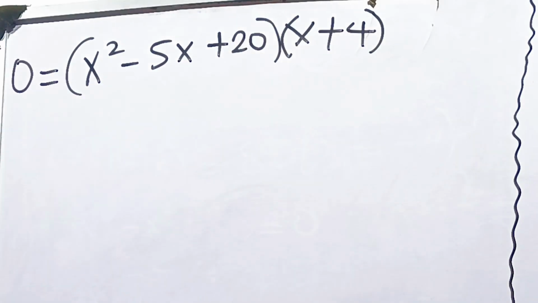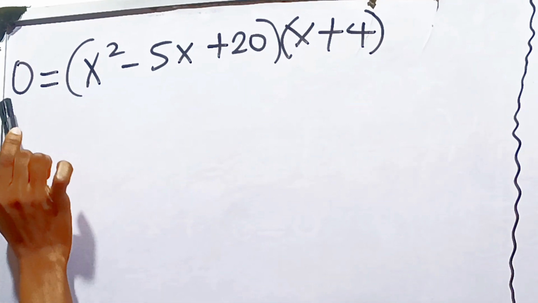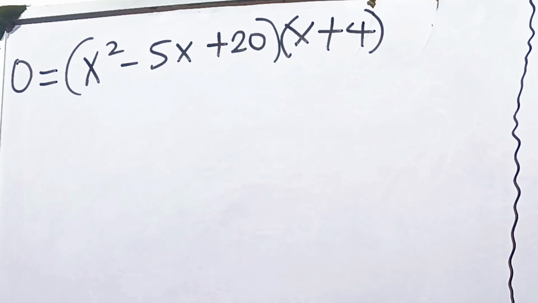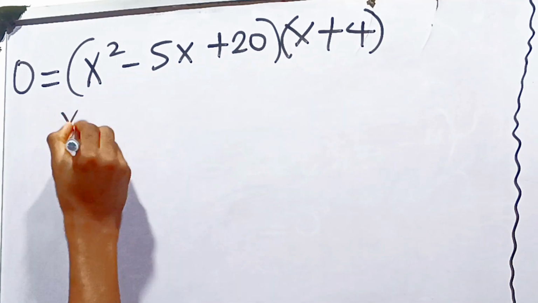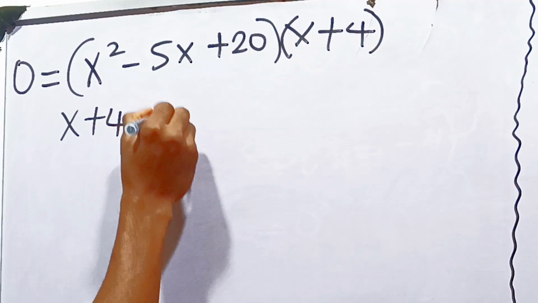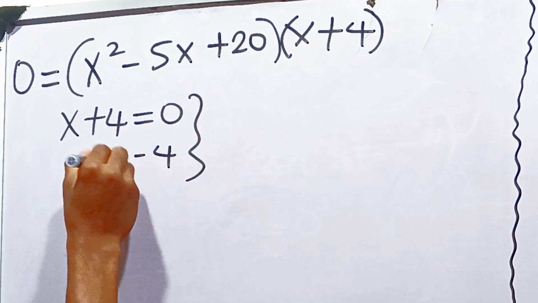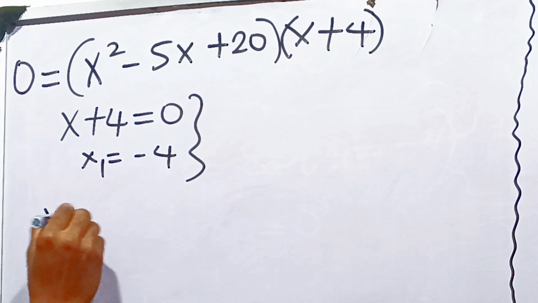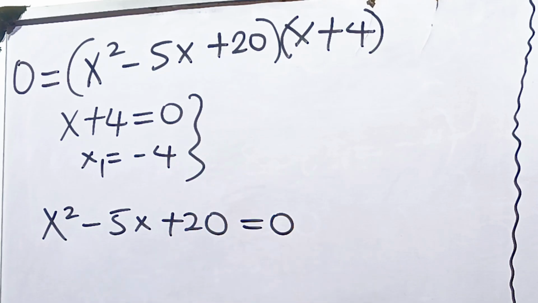Now let's move on from here. When we multiply these two things, we should get 0. Hence, it means that either this is equal to 0 or this is equal to 0. For x plus 4 to be equal to 0, it means that x is equal to negative 4, which we've gotten in the beginning as our x1. Now the next thing we're going to have is that x squared minus 5x plus 20 equals 0.